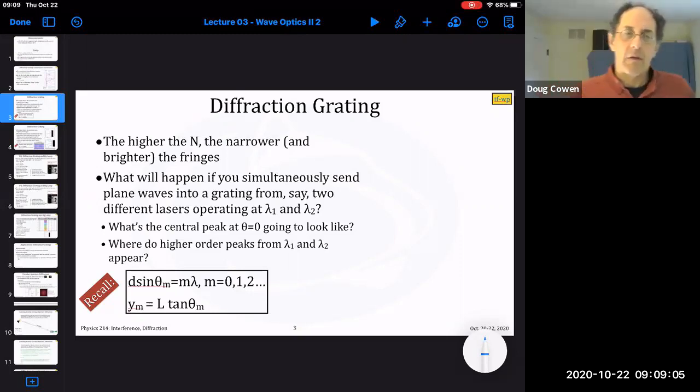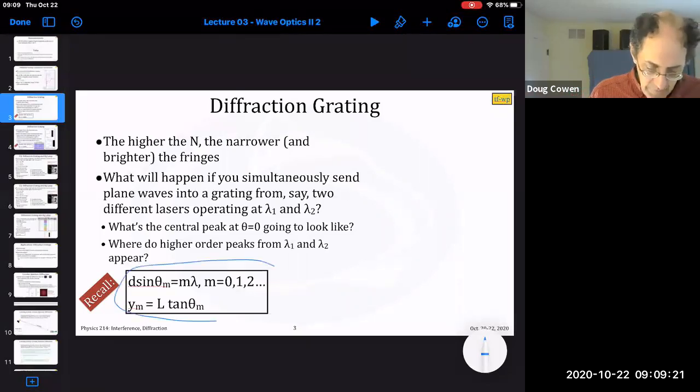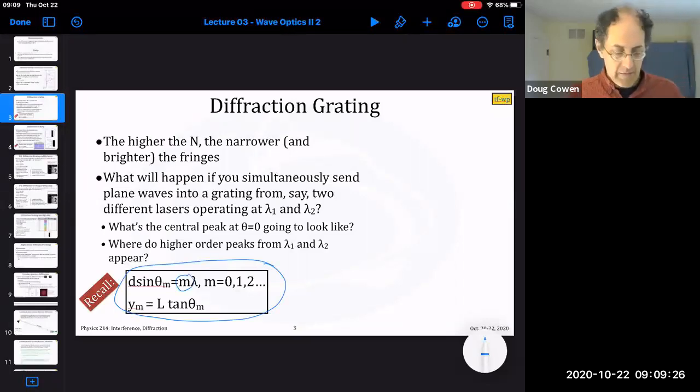The central peak at theta equals 0 is what you get when you set m equal to 0. The higher order peaks refer to m equals 1, m equals 2, m equals 3, and so on. And you can see from this formula down here that at m equals 0, we're going to get a value for theta that's equal to 0, independent of what lambda is. And at larger values of m, the value of theta will depend on lambda.